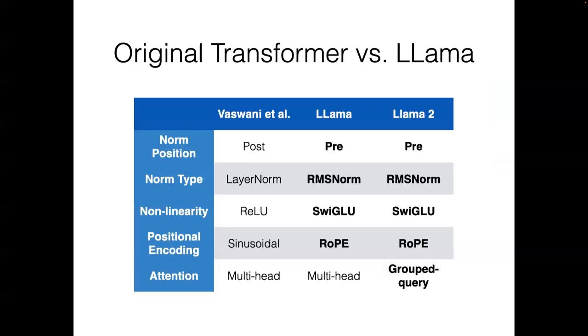So just to convince you that these things are being used, here on the first column, we see the original transformer. And then here we have the Llama model and the Llama 2 model. And you can see how they changed the position of this norm. They changed the norm type. They also changed to a different non-linearity. I didn't go into that. They changed the positional encodings. And then they started using this grouped query attention in Llama 2.